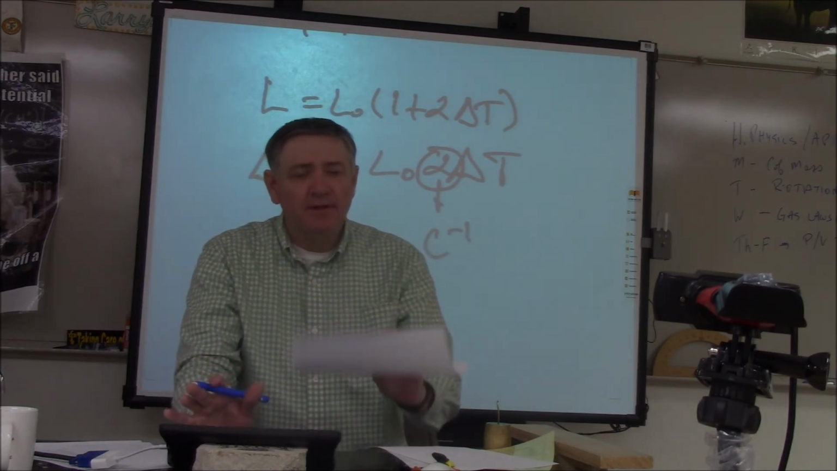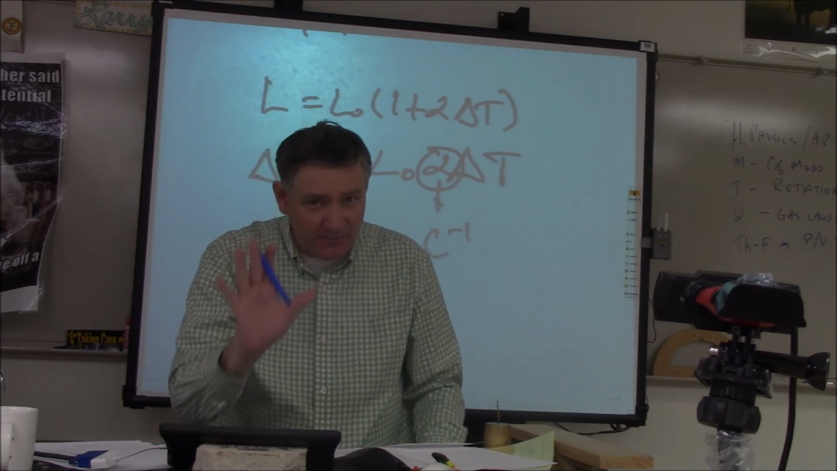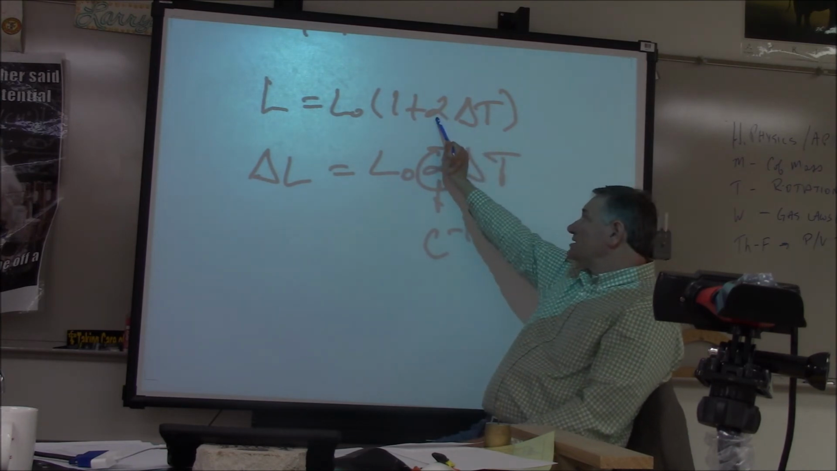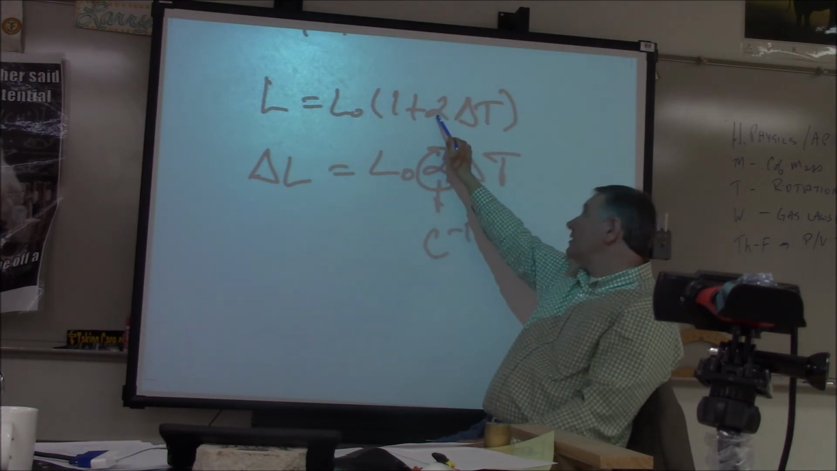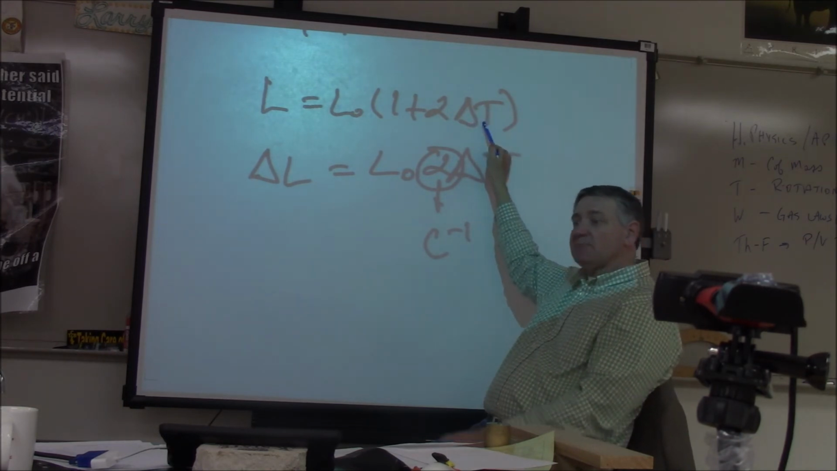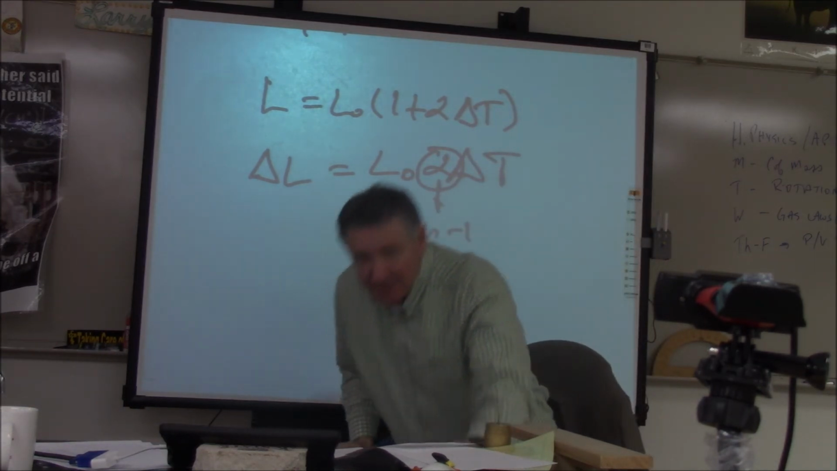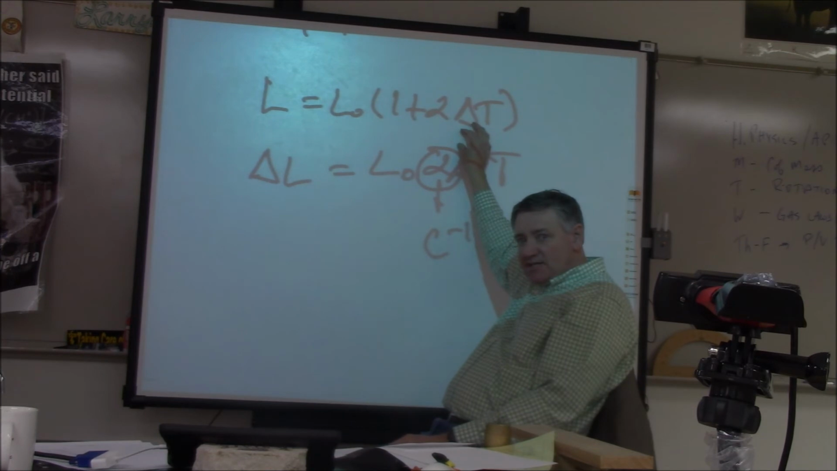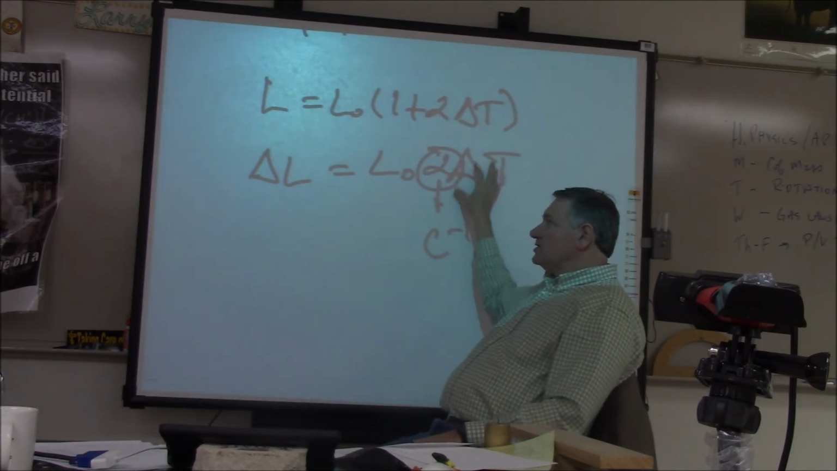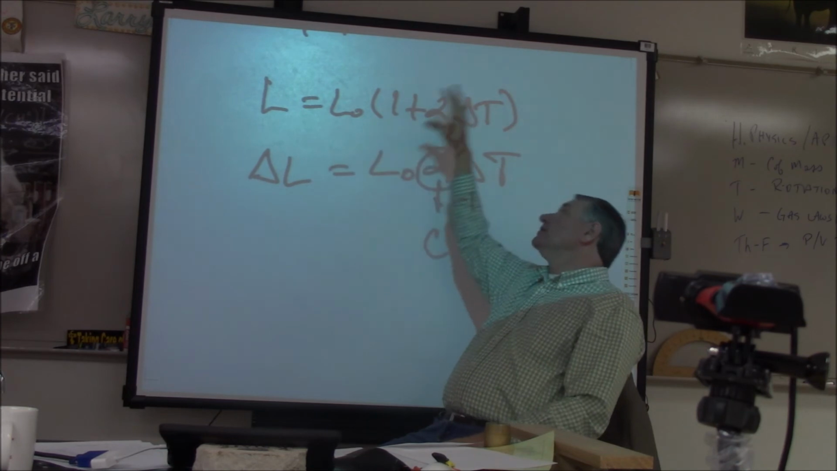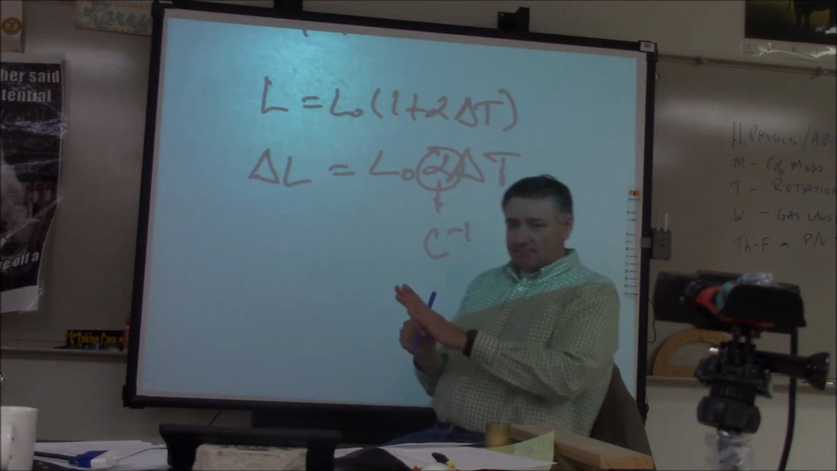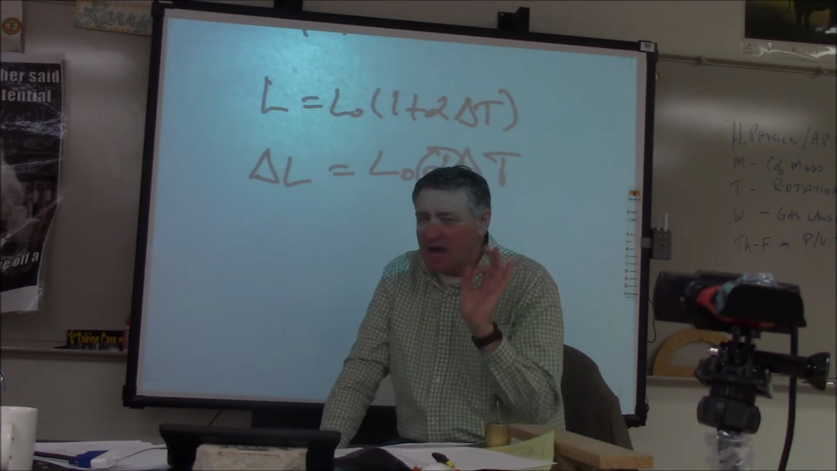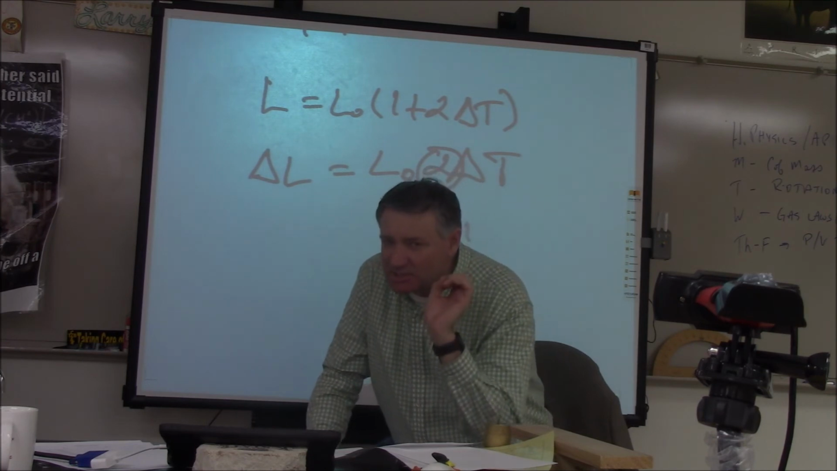So here's the deal. The reason that has Celsius to the -1 units is because you're going to multiply it by the change in temperature. Now, listen to me. This is not the temperature. This is the change in temperature. When you're talking about a change in length, you're talking about the change in temperature, not the temperature itself. Listen to me. It is not the temperature. It is the change in temperature.